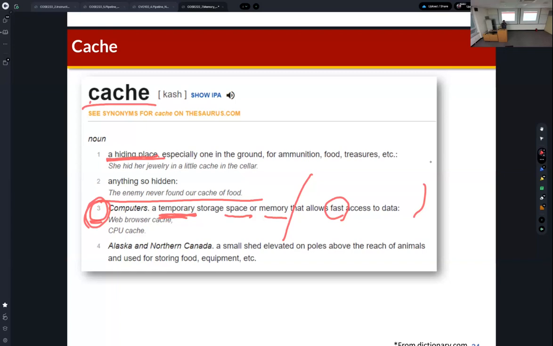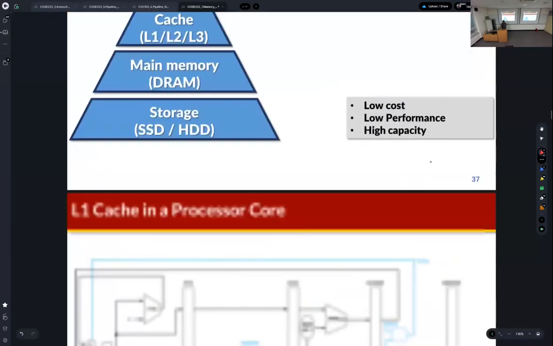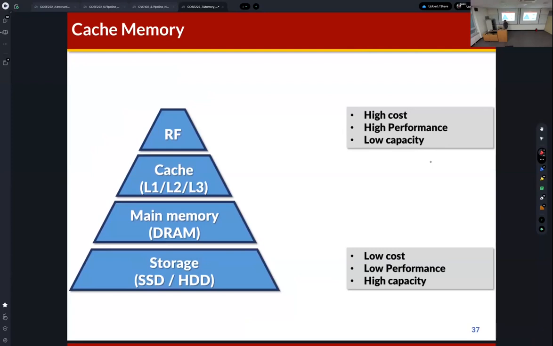But we use cache for improving the performance of memory systems, actually of entire computer systems. This is the memory hierarchy. The main memory is here, and the register file is here. For the main memory we use DRAM devices, and DRAM is a slow memory device. It's faster than flash memory or hard disk drives, but slower than the register file.